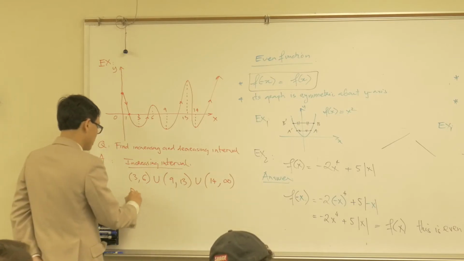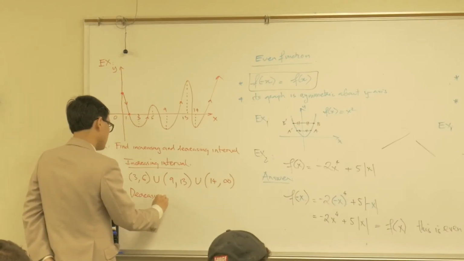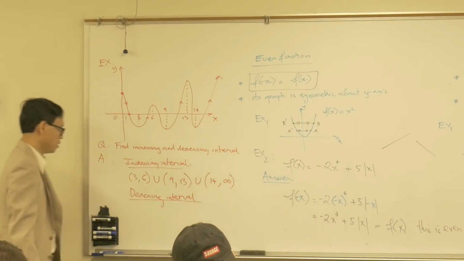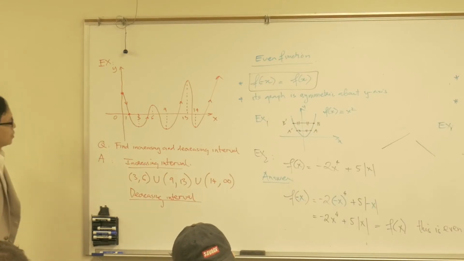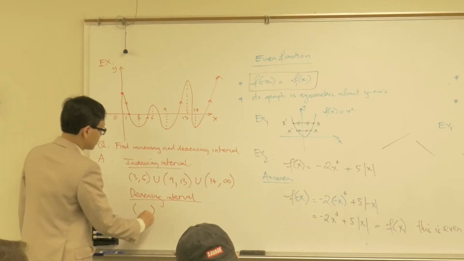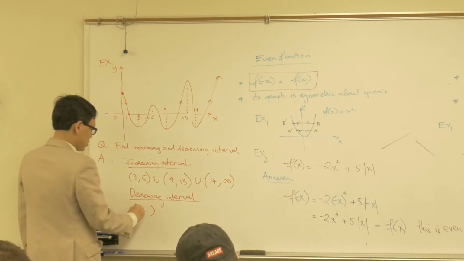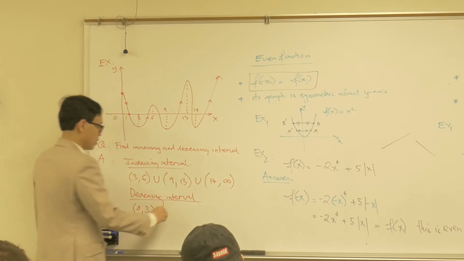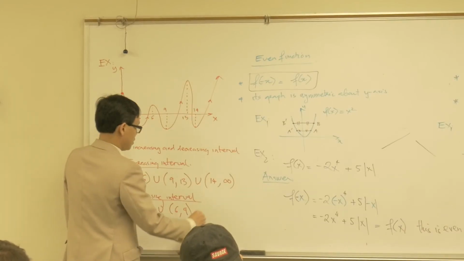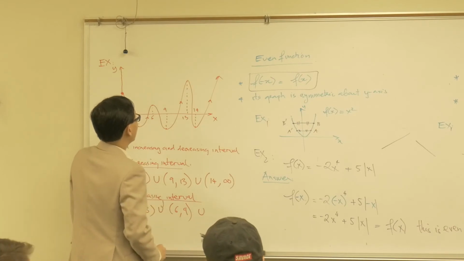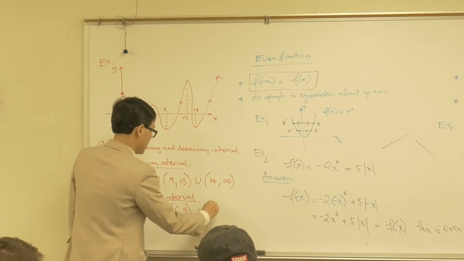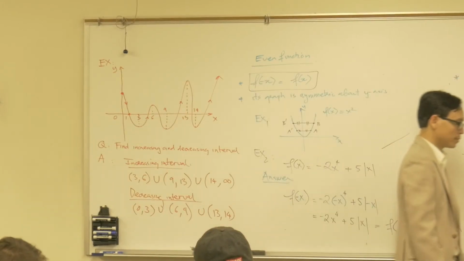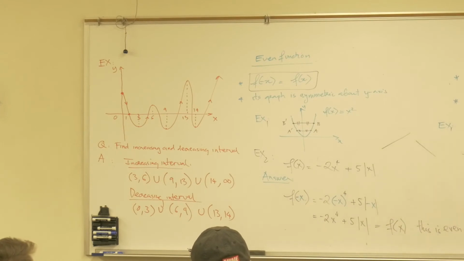How about decrease? Same thing. So anyone can tell me where's it decreasing? 0 to 3. Union with 6 to 9. And 13 to 14. Very good. Everybody see that?